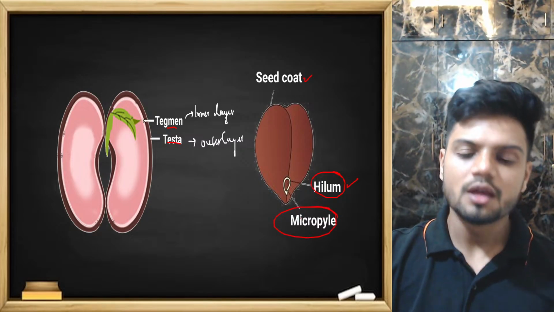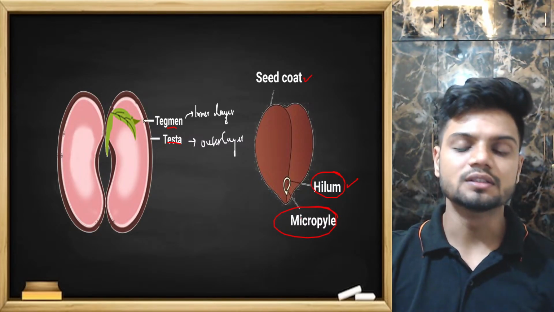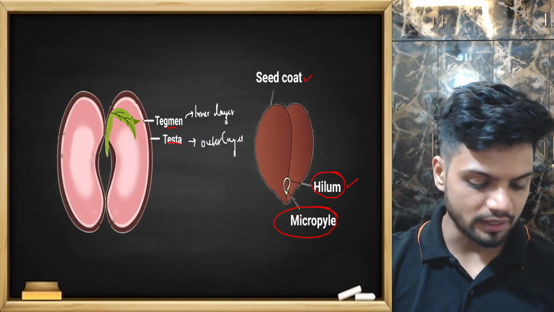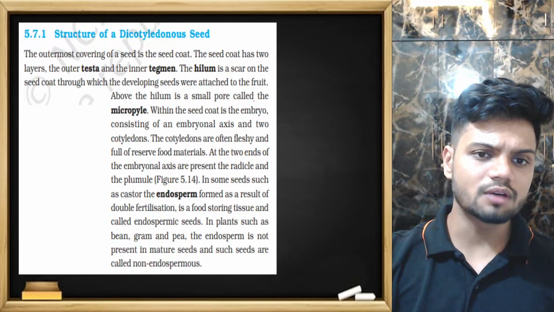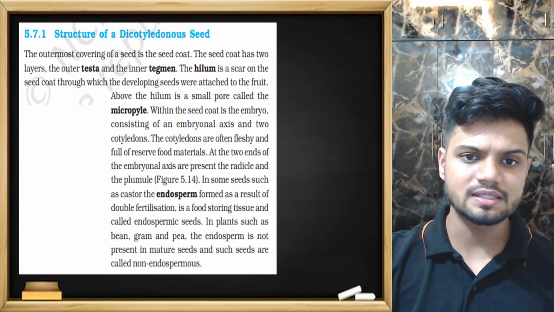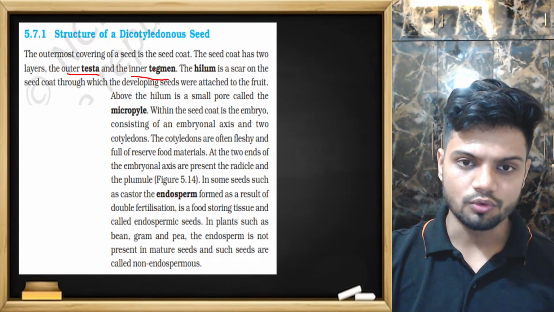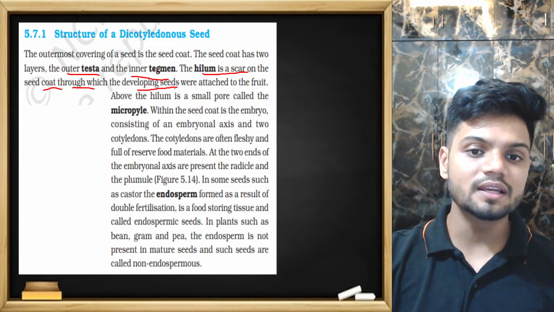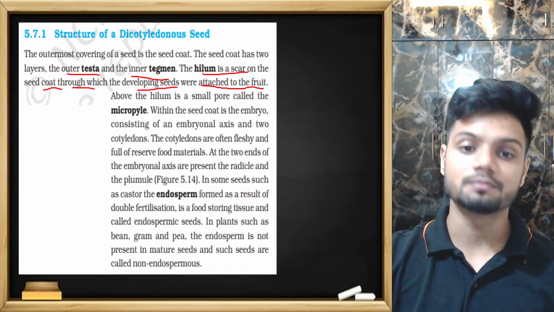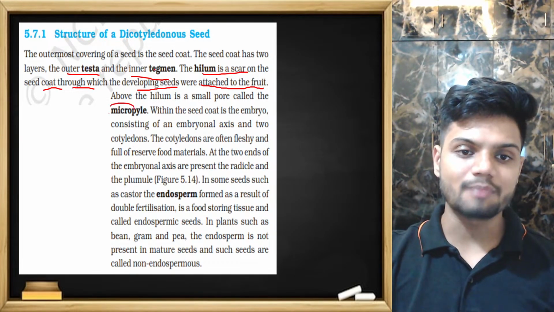Then what is micropyle? Micropyle is a small minute hole through which water can enter inside the seed. Then let's see what is given here. The outermost covering of the seed is called the seed coat, which is made up of testa, the outer layer, and inner is the tegmen. Hilum is a scar, I told you. Hilum is a scar on the seed coat through which the developing seed was attached to the fruit. Above the hilum, there is a small pore called micropyle.